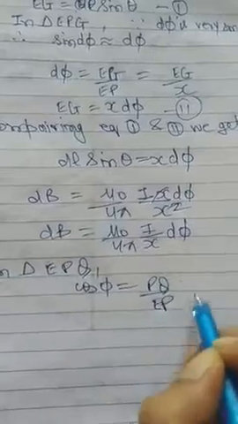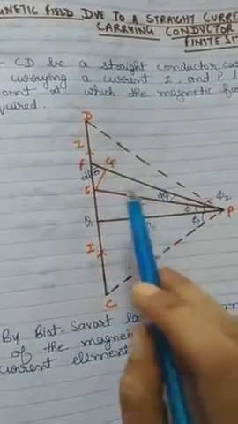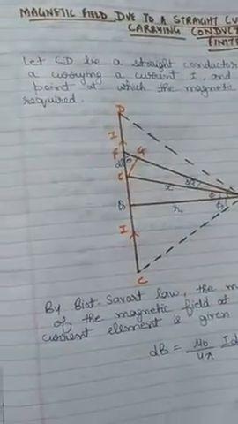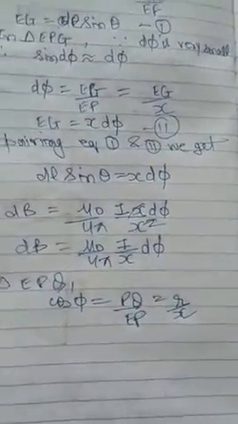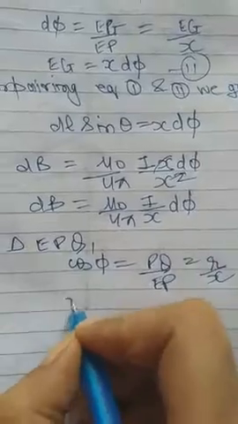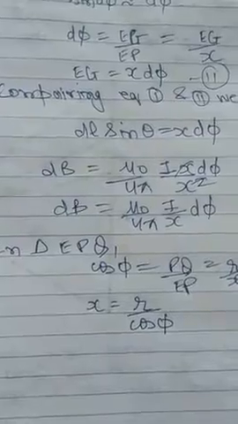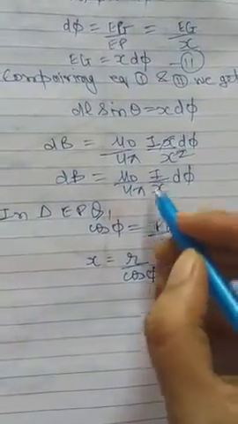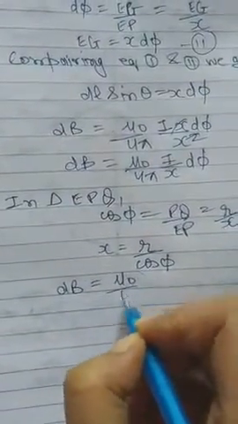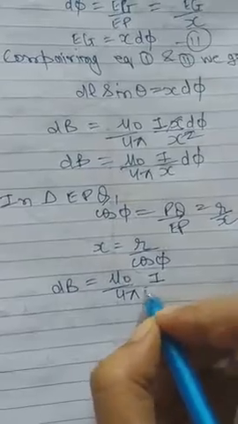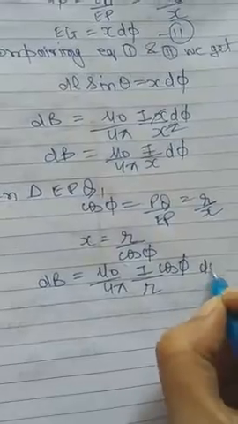PQ by EP. Now PQ value is given by, if you will see, this is R and P value is your X. So this will become R by X. So that means X will become equal to R upon cos phi. Clear? Now we'll replace here X by R upon cos phi. So what we'll get? dB is equal to mu naught by 4 pi, and this will be I, and here it will become R. Cos phi will go in the numerator, cos phi d phi.